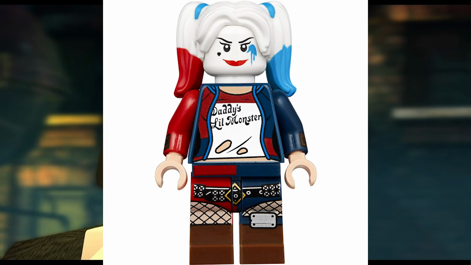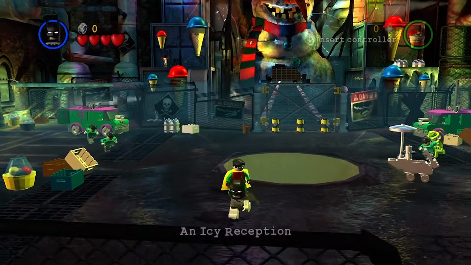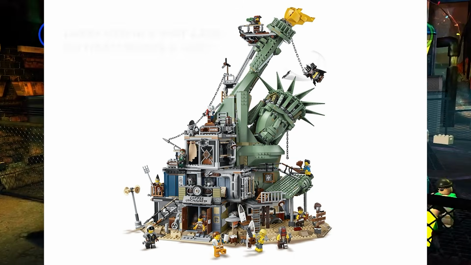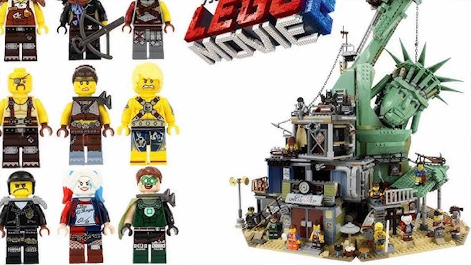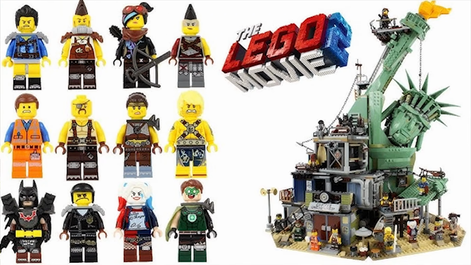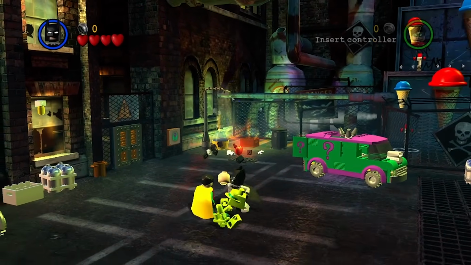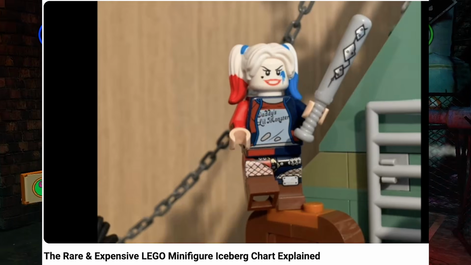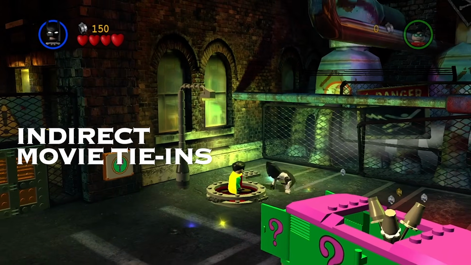She doesn't appear in a DC superhero set, rather she appears in a LEGO Batman Movie 2 set called Welcome to Apocalypseburg. And as you can guess, she's a very valuable minifigure, as the only way to get her is in this $300 set. I guess it was inevitable that I would throw another self-plug in here, but I do talk about this minifigure in my rare and expensive LEGO minifigure iceberg chart video, so check that one out if you haven't as well.